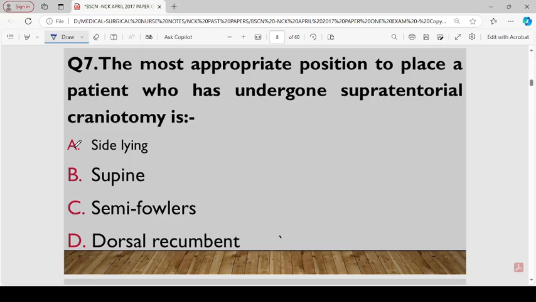The most appropriate position to place a patient who has undergone supratentorial craniotomy is... Remember, we want to elevate the head to reduce intracranial pressure while promoting venous drainage and decreasing the risk of complications such as aspiration. So the best position for us here will be this one, right? And you can view this link on how to put a patient in semi-Fowler's position.